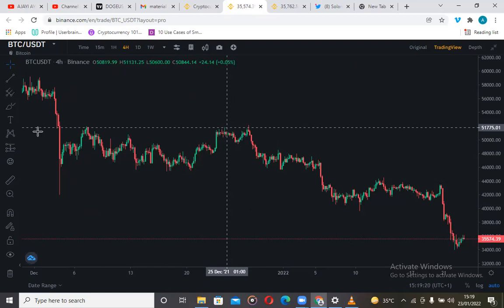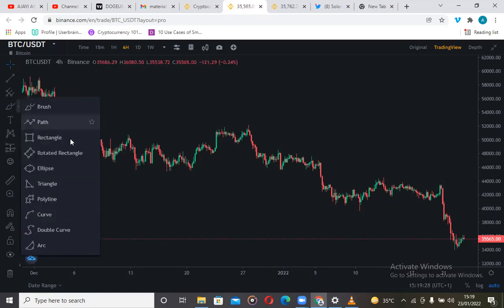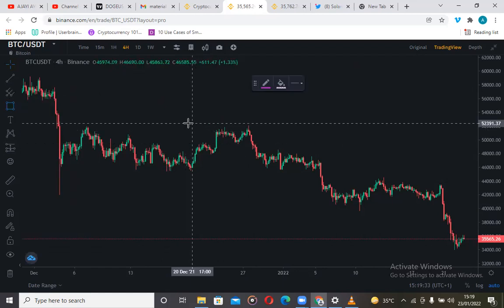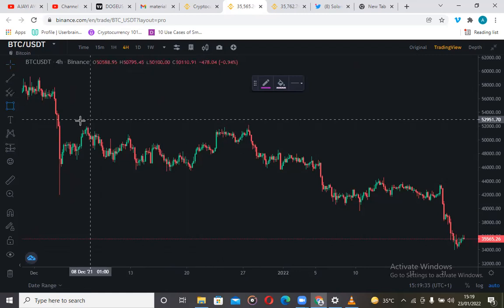Now you can see, this is the support that we draw. I mean, this is the system we draw.